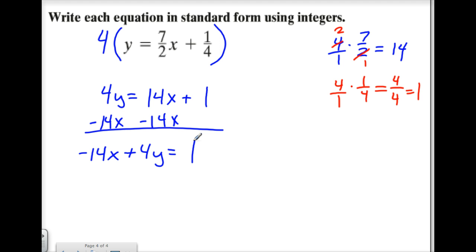I do have that negative in front of the x, so I'm going to multiply everything by negative 1. You get 14x minus 4y equals a negative 1. And that is how you're going to rearrange these equations with fractions into standard form.